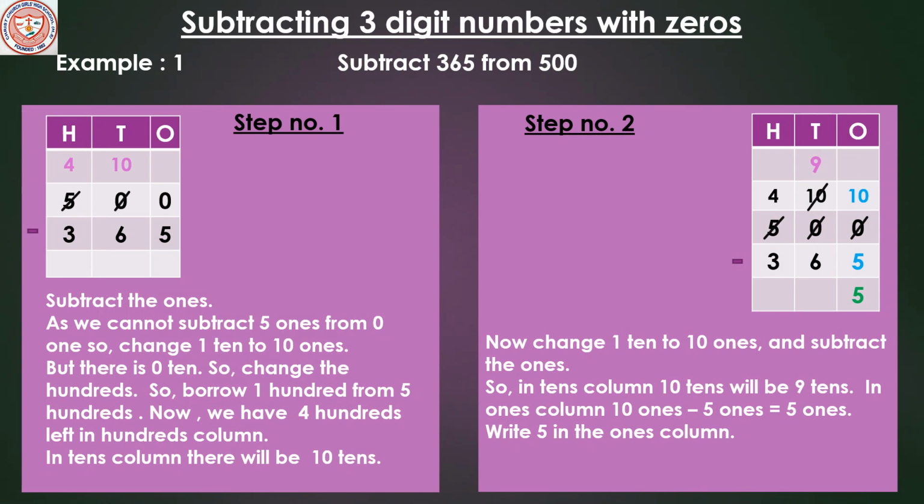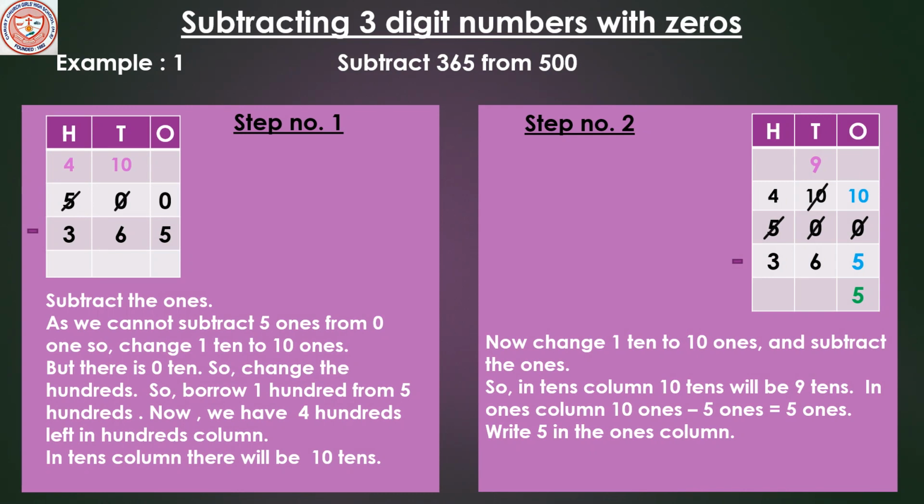Look at this example. Subtract 365 from 500. It means 500 minus 365. So, how will we solve this problem?